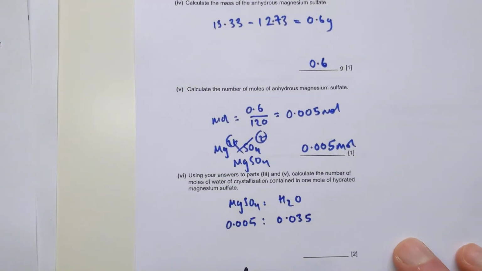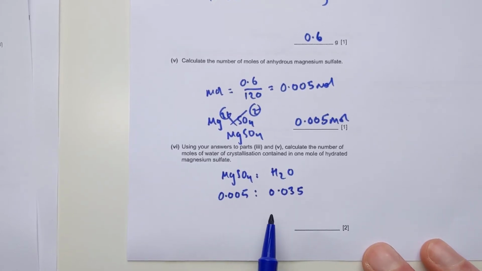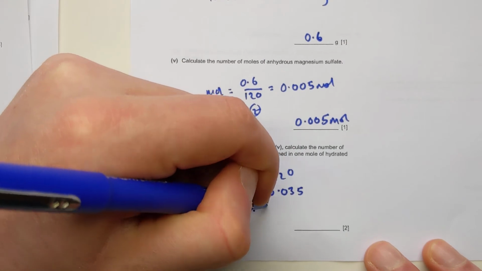Again, I'll be careful here. There is a ratio, you can make it simpler. Divide by the smallest, or just look using your common sense to work it out. That is actually a 1:7 ratio. 7 5s are 35. But if I divide both by 0.005, I will get 1:7.